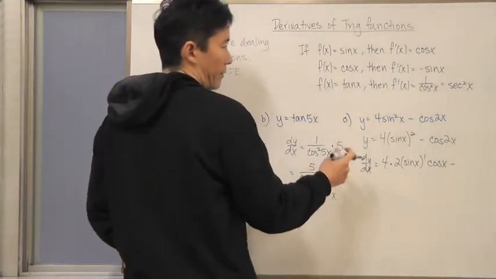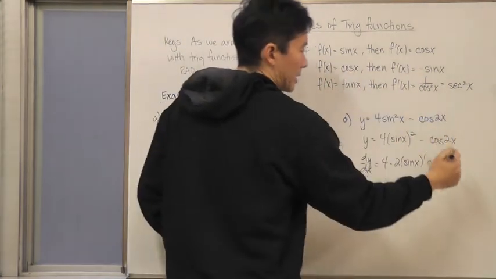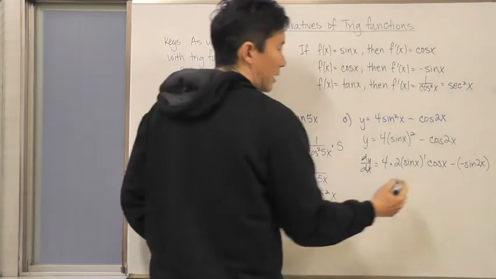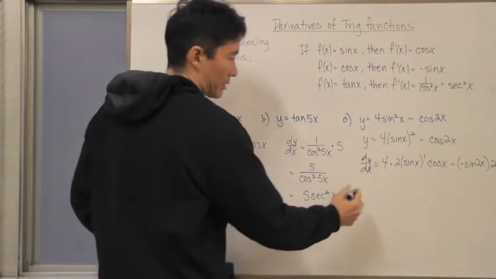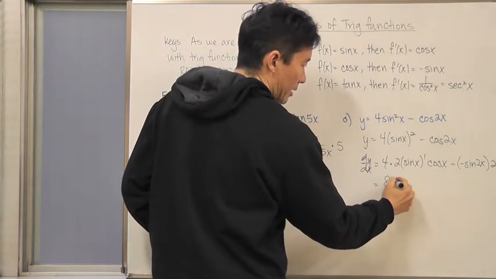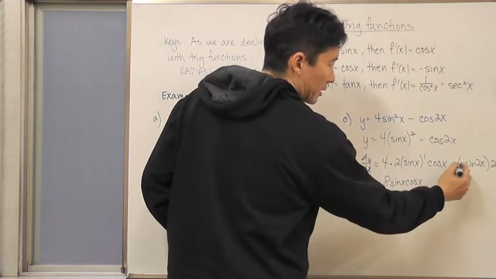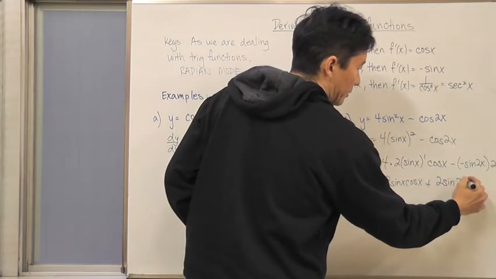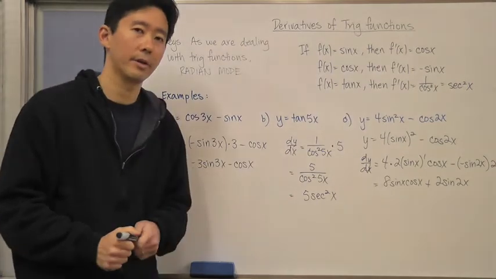Minus, now we have the derivative of the cosine of 2x. We said the derivative of the cosine is the minus sine, so that's going to be minus sine of 2x, times the derivative of the 2x, which is just 2. Okay, so if we simplify this, we'd come up with 8 sine x cosine x, plus 2 sine of 2x. Okay, and there you go. Can't go any further than that.